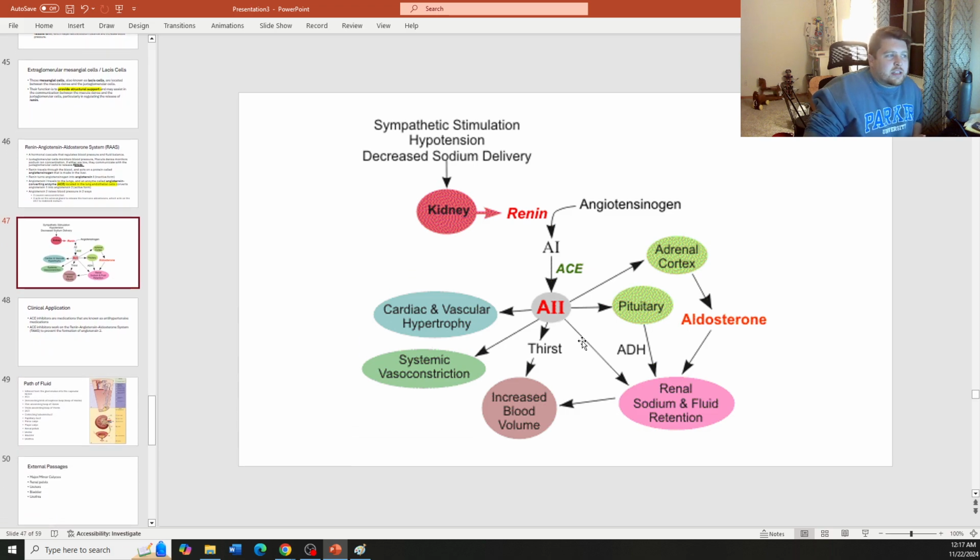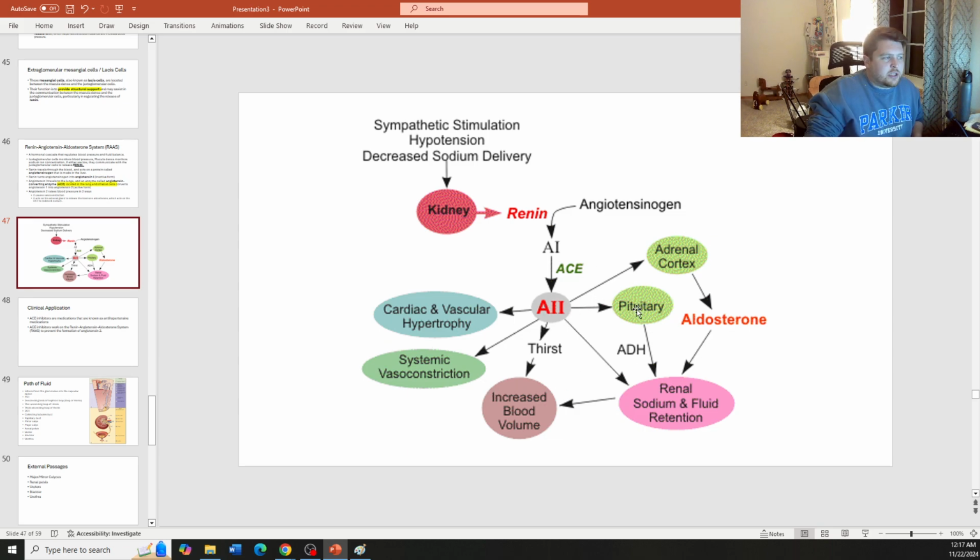I highly recommend that you practice this loop a couple of different times. I'm focusing again: the kidney releases renin from where? The juxtaglomerular cells. They'll call them JG cells. And then it acts on angiotensinogen from where? The liver. Turns it into angiotensin 1. Then it travels to the lungs where there's the ACE enzyme. Turns it into angiotensin 2. And then that goes to the adrenal cortex, releases aldosterone, and we get the renal sodium and fluid retention, which increases blood volume.